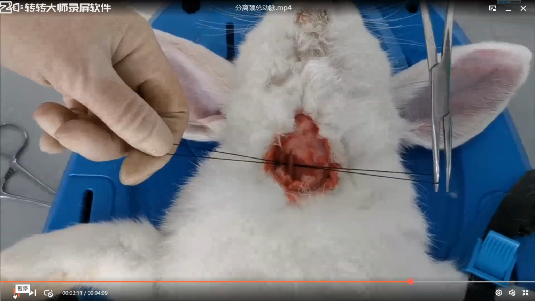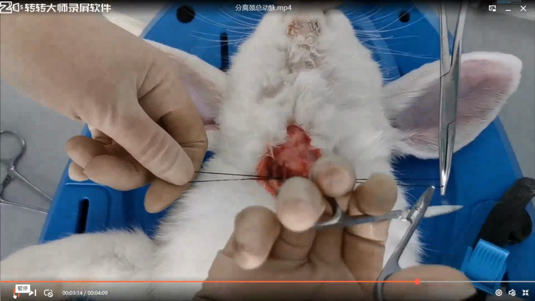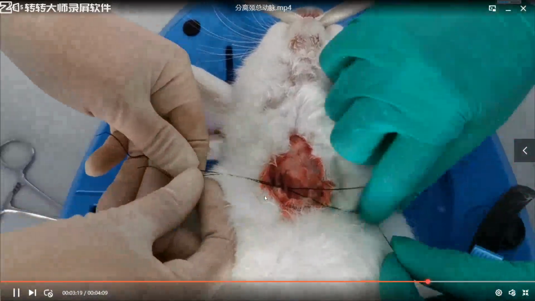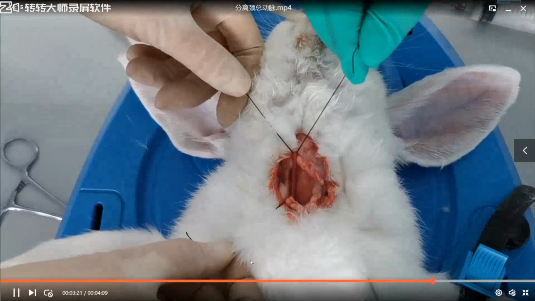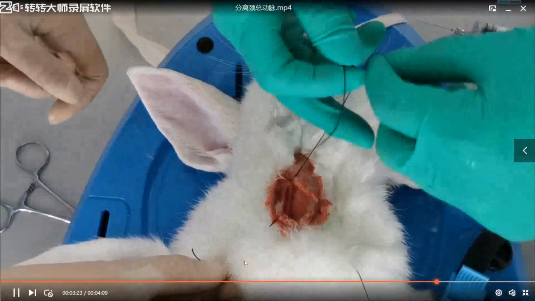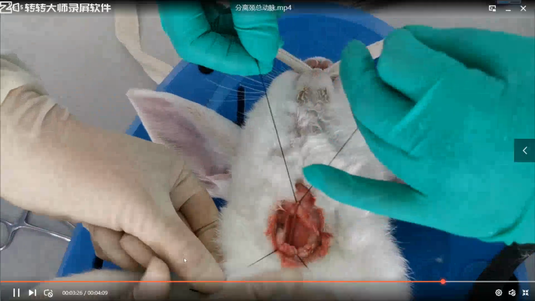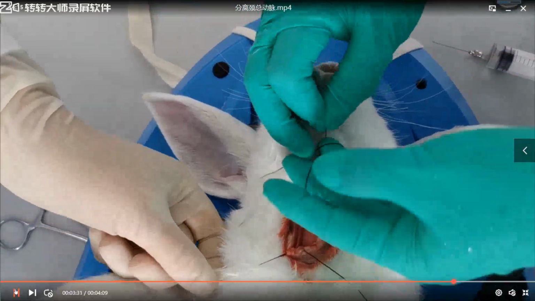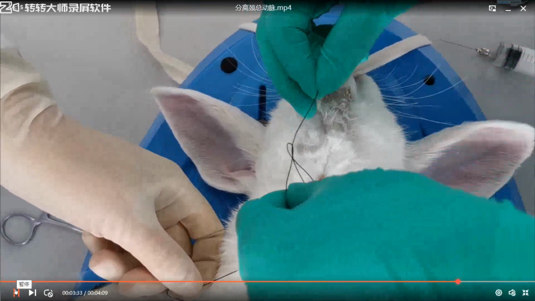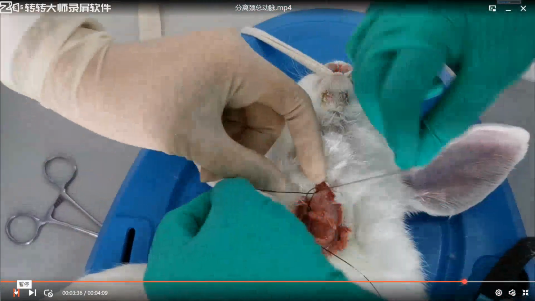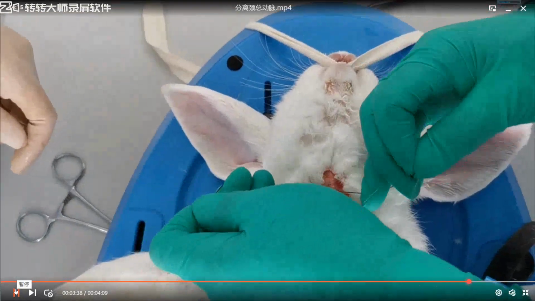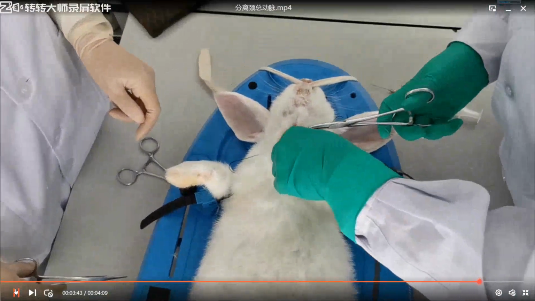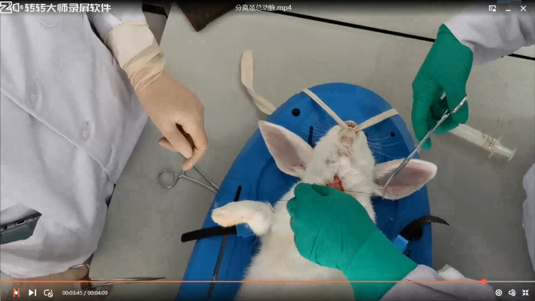One thread is near the head, the other thread near the heart, far away from the head. One thread is used to ligate the carotid artery part near the head, and the other thread is ready to fix the arterial cannula. And the carotid artery part near the heart is clamped with a bulldog clamp.